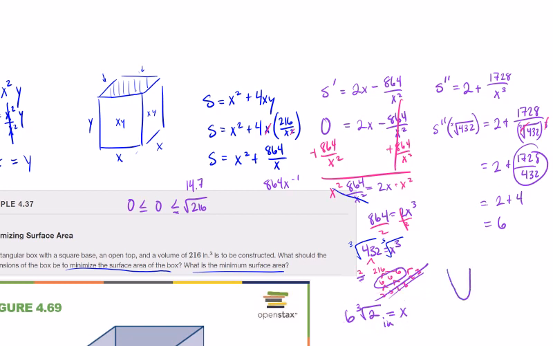So we know there's going to be some type of minimum, which is good. So that means we want to use it. And so now we can plug that back into our surface area formula here. We know if we plug in 0, it's going to give us undefined. So 0 doesn't really help us out. But we can plug in the square root of 216, and we can plug in 6 cube root 2. So let's try both of those.